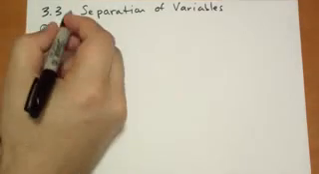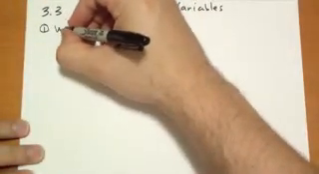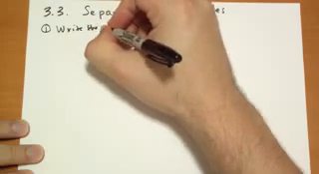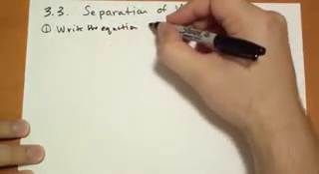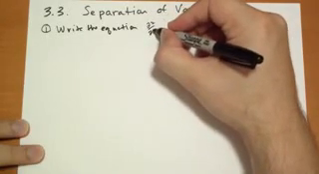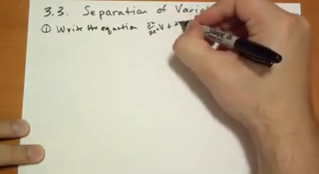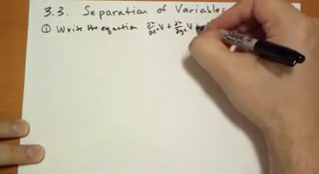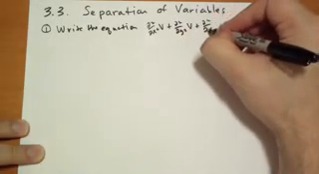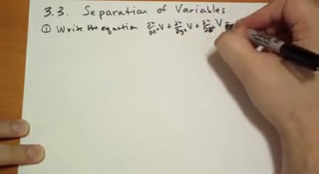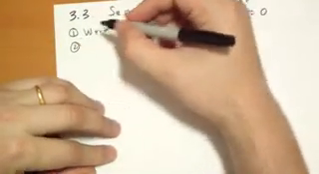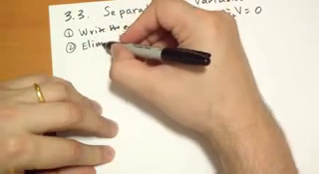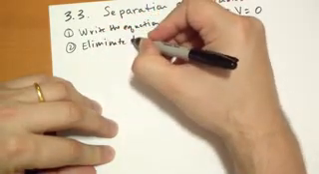So the first step is you write the equation. That would be something like Laplace's equation. This is in Cartesian coordinates, of course. The second step is you try to eliminate some of the terms by symmetry.